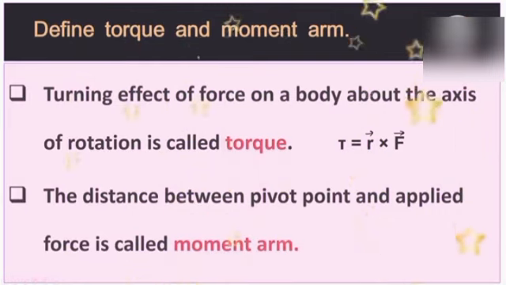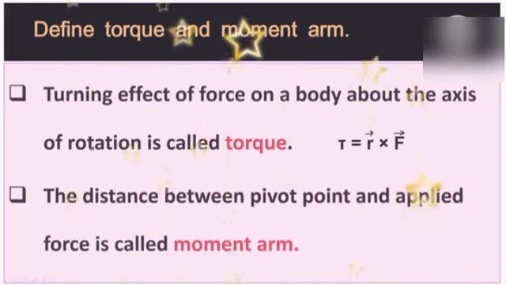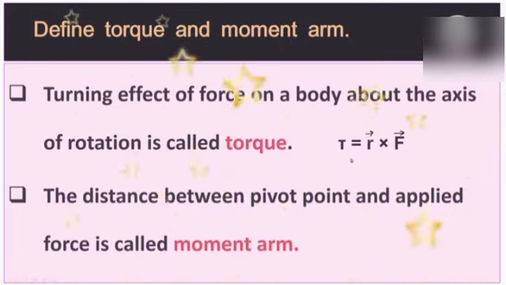Define torque and moment arm. Turning effect of force on a body about the axis of rotation is called torque. The formula of torque is τ equals r into F. The distance between the pivot point and the applied force is called the moment arm.